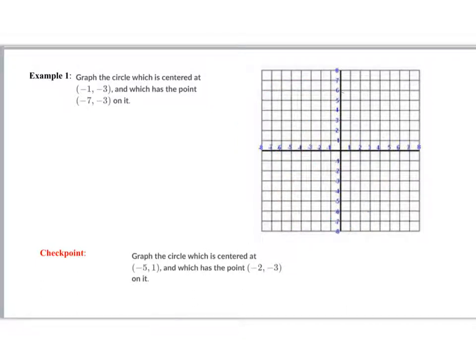Okay, so let's go to this first one. It says graph the circle which is centered at (-1, -3), which is right here. And then it has a point at (-7, -3). So therefore this is my circle. And then the other one is graph at (-5, 1), and then it has a point at (-2, -3). So this one would be the circle for this one.